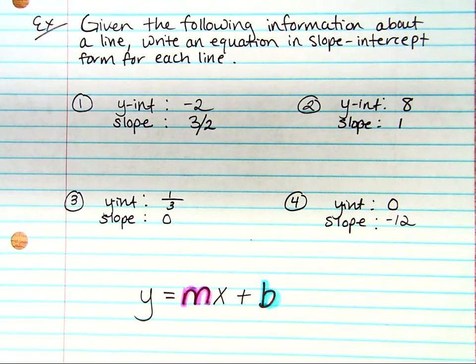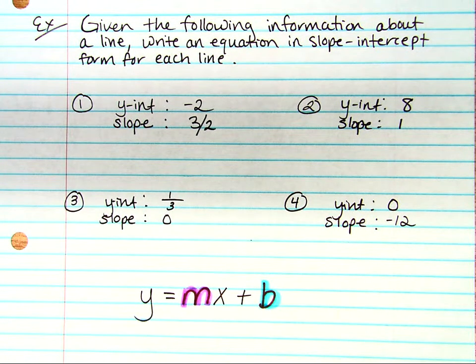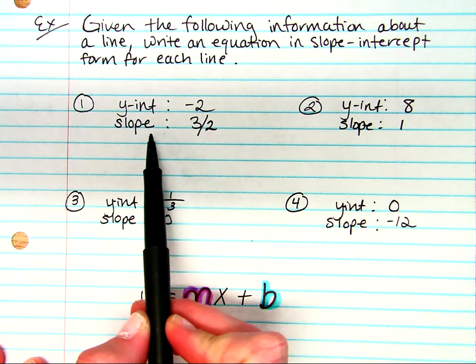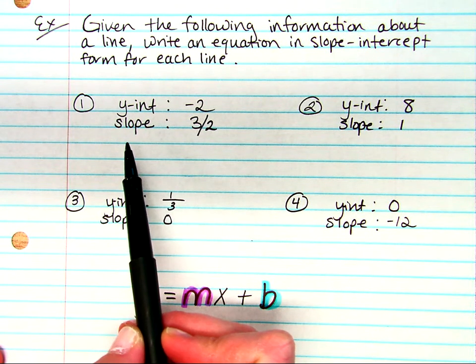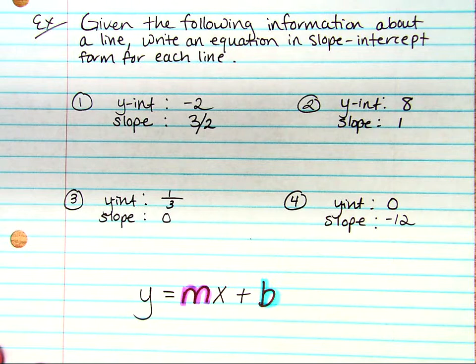Let's say I was given the following information about a line, and I was asked to write an equation in slope-intercept form for each of these lines. For each problem, I'm given the y-intercept and the slope, which are the only two pieces of information I need to write an equation in slope-intercept form.